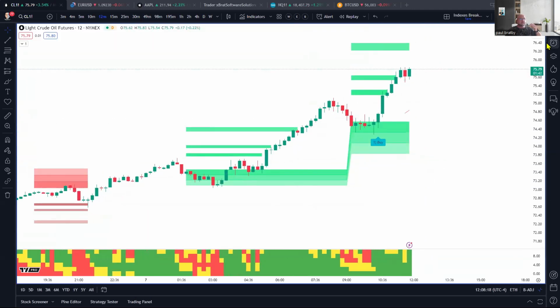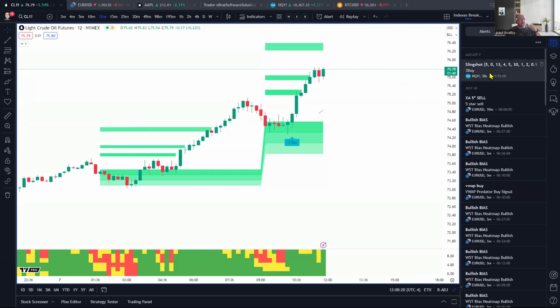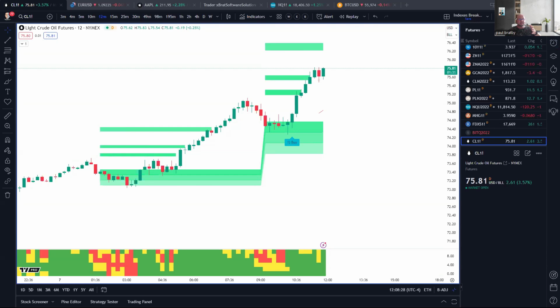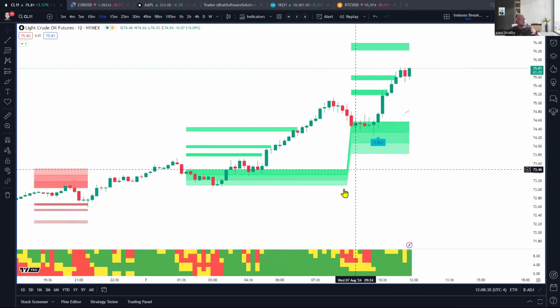And the alerts come in this sort of window down here as well, and it makes a noise on the platform. It sends an alert to your TradingView app. There's lots and lots of ways of receiving those alerts.